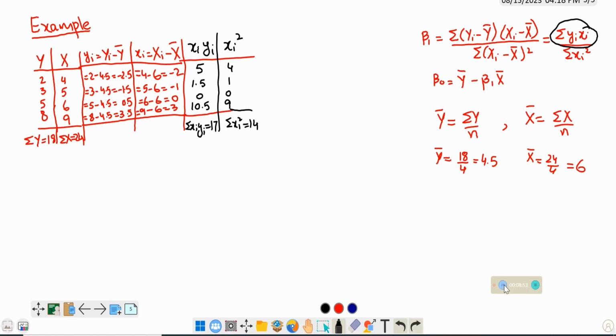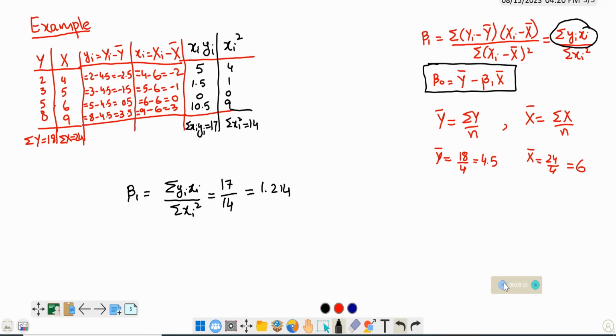Now we are going to put the value of summation xy and summation x square into the formula of beta 1. It doesn't matter whether you write summation xy or summation yx. So here we have summation yx equal to 17 and summation x square equal to 14, and the value of beta 1 is 1.214.